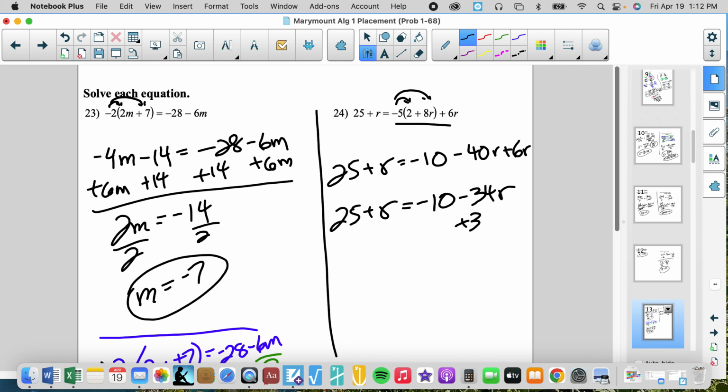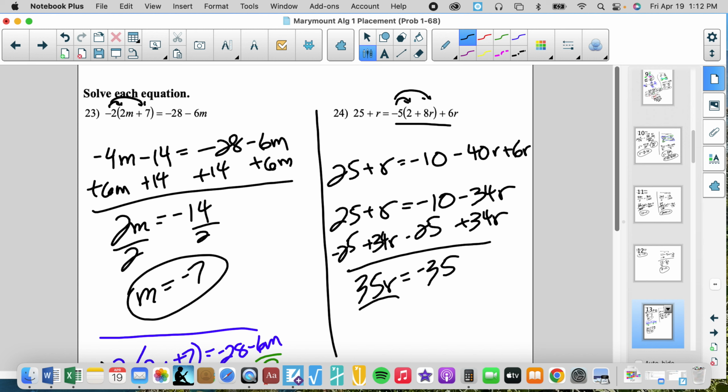Let's move the r's over. Let's move the constants over. And we get 35r equals negative 35. Divide by 35, divide by 35. We get r equals negative 1.